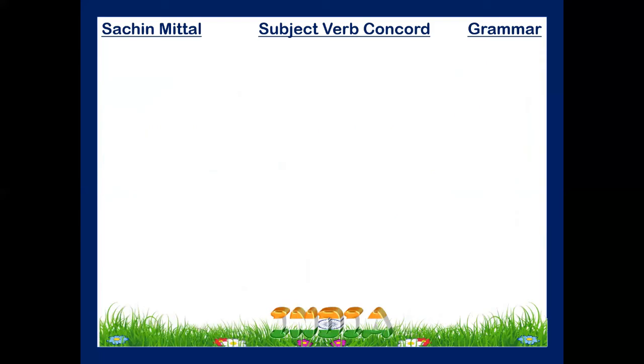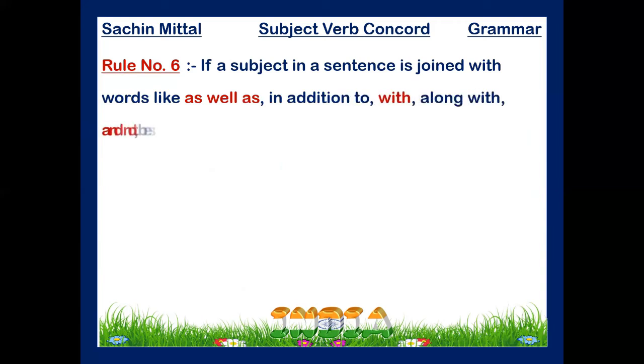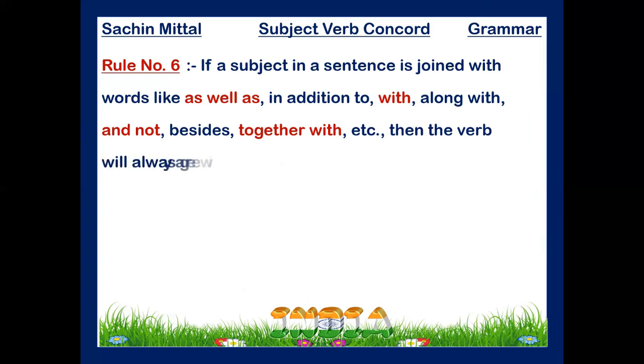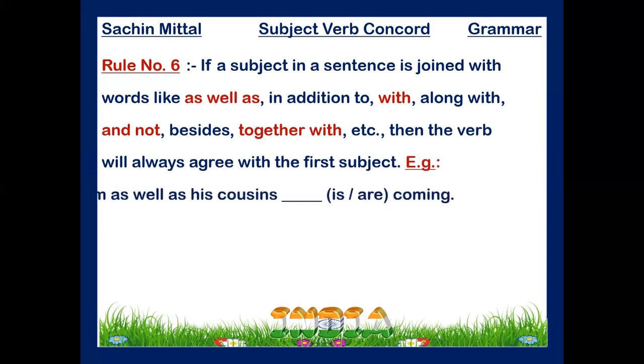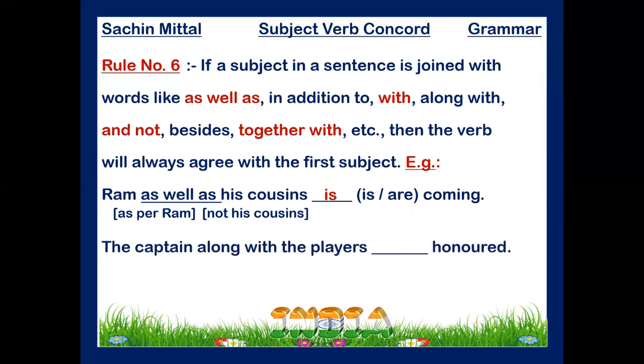to rule number 6. Very good. Now rule number 6 says, if a subject in a sentence is joined with the words like as well as, along with, together with, in addition to, besides, with, etc. Whenever we are joining two subjects in a sentence with the help of these words like as well as, in addition to, with, along with, and not, besides, together with, etc., then whether the verb is to be taken as singular or plural, it will be decided by the first subject that is to come with these words mentioned above.